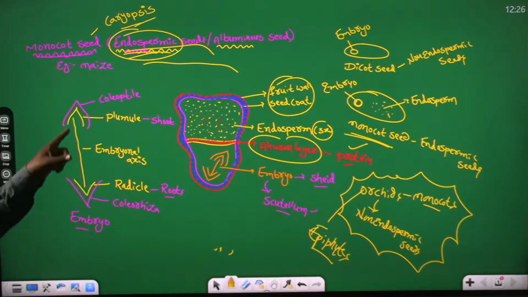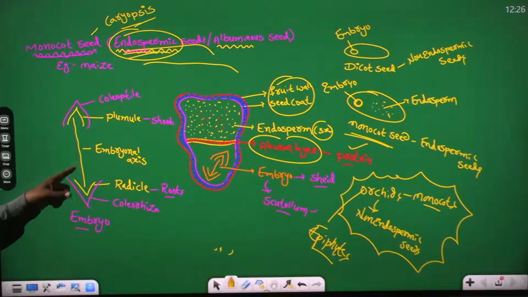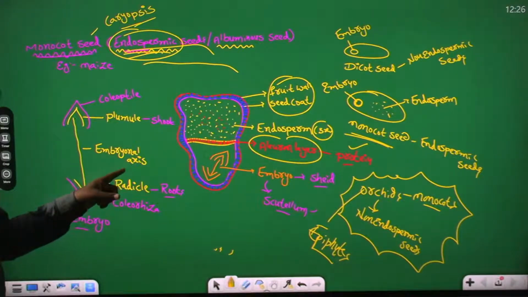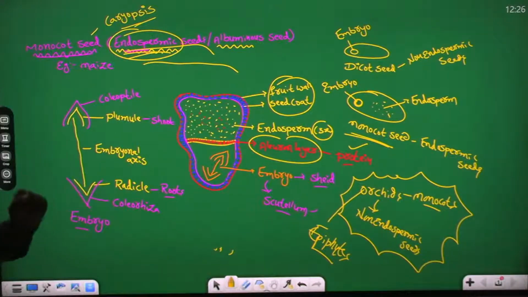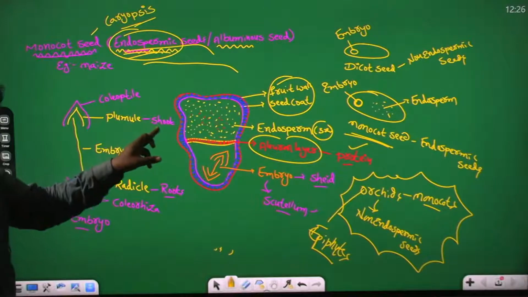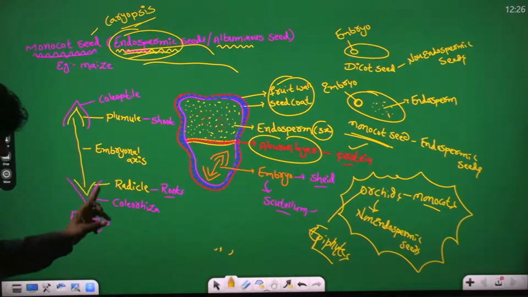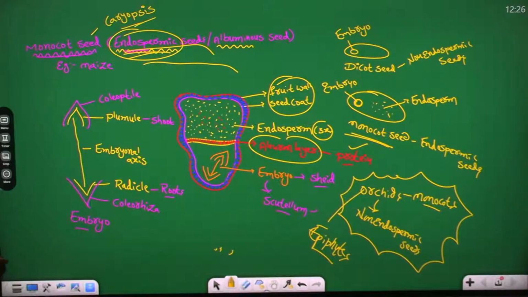In the structure of the embryo, one longitudinal axis is present. It is called the embryonal axis. This is the upper tip, this is the lower tip. The upper tip is the plumule, the lower tip is the radicle. The plumule is responsible for developing the shoot, and the radicle is responsible for developing the root. The plumule is protected by a protective layer, the coleoptile, and the radicle is protected by the protective layer coleorhiza.